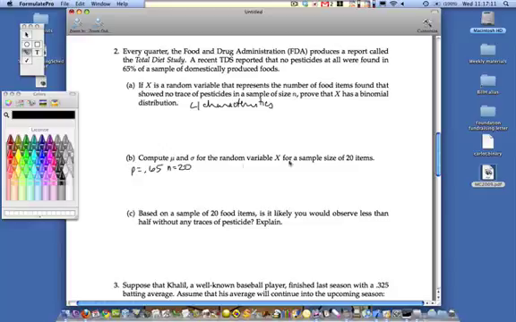N is equal to 20, because they tell us that right here. And so mu is np, which is equal to 13. Sigma is the square root of np times 1 minus p, and when you plug all that into the calculator, you get 2.133. And so that's sigma. Those are the easy questions.